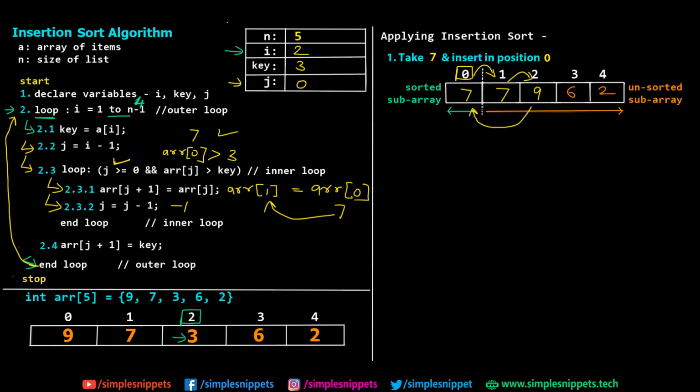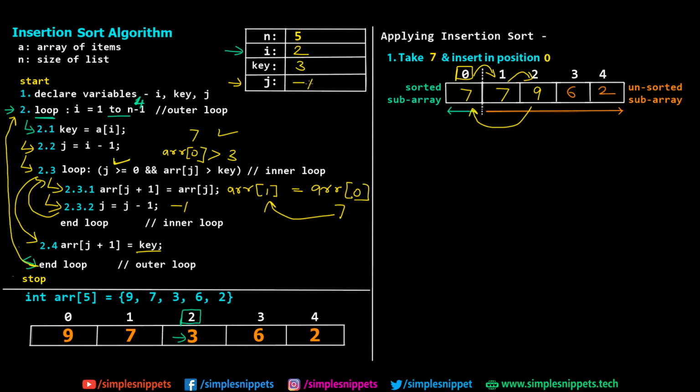0 minus 1 becomes minus 1. So let's update that. So we come to the start of the loop after we reach the end of this inner loop. Now the condition becomes false because j is minus 1. So we exit outside this loop at the last step, 2.4. Now we say ARR of j plus 1 equals key.